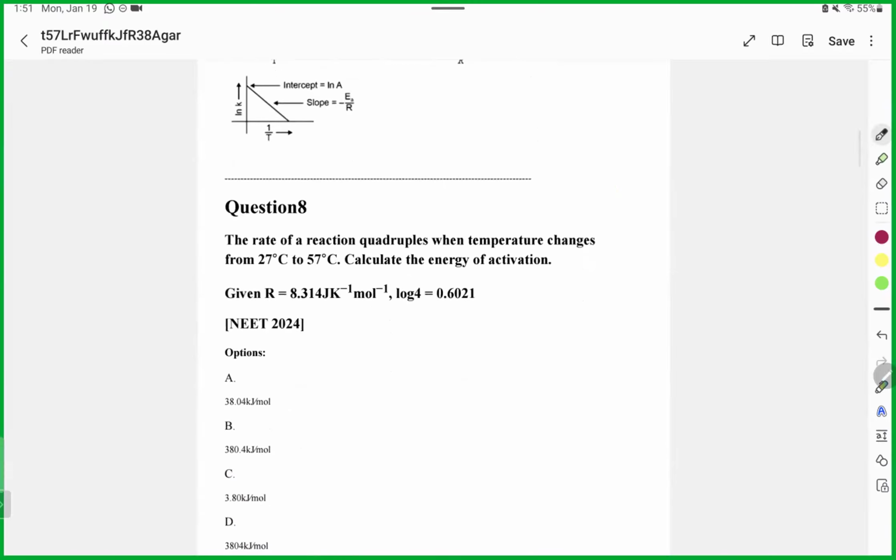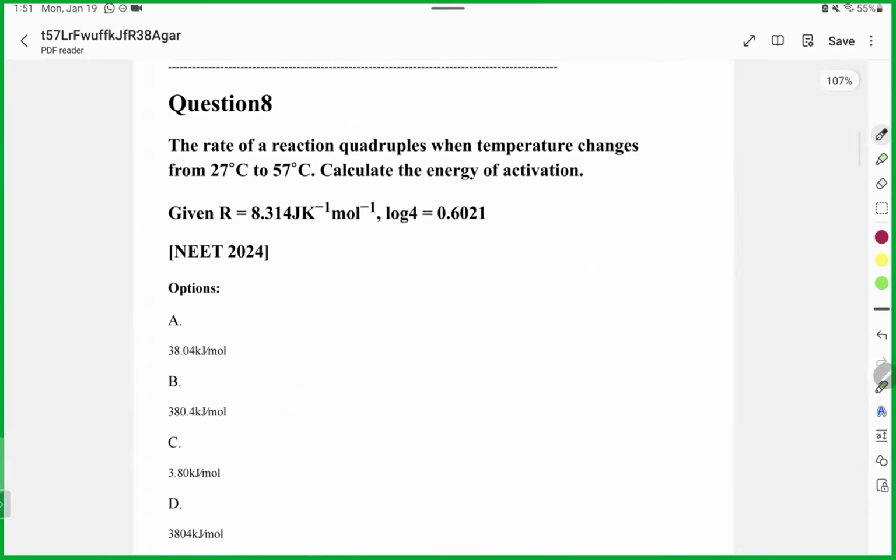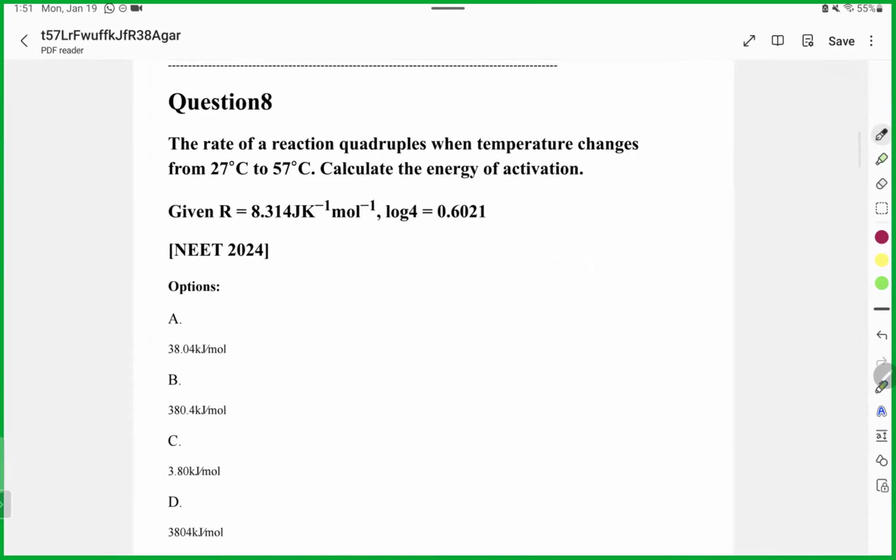Sarah, this question. This is 300 Kelvin. This is 330. Your log value is also given. You have to calculate the activation energy. Ditto same question. And remember, the rate of the reaction becomes 4 times when the temperature changes.